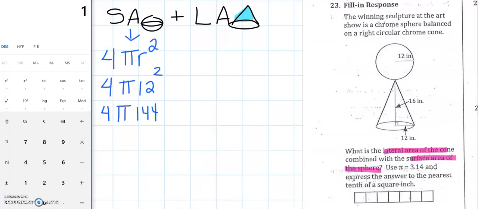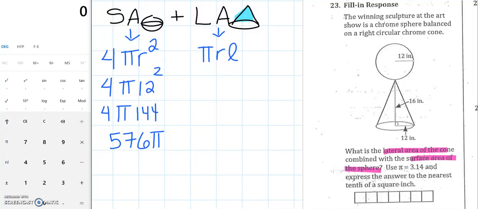So 4 times 144, that's 576 pi. Okay, just making sure I typed that in correctly. Yeah, 144. Okay, now let's move on to the lateral area of the cone. Now, lateral area for a cone, you have to memorize this. You have to memorize the lateral area formula for a cone and the lateral area formula for a cylinder, all those curved shapes. So for a cone, the formula is pi r L.